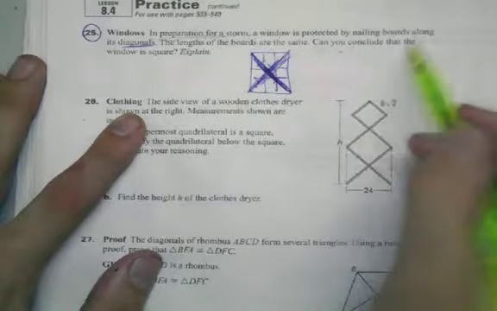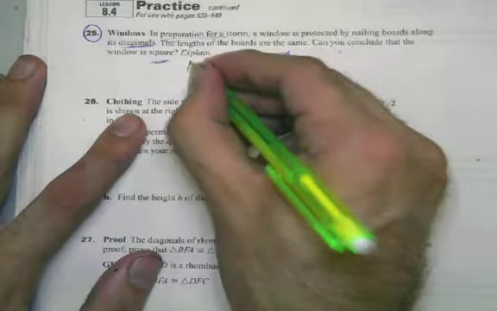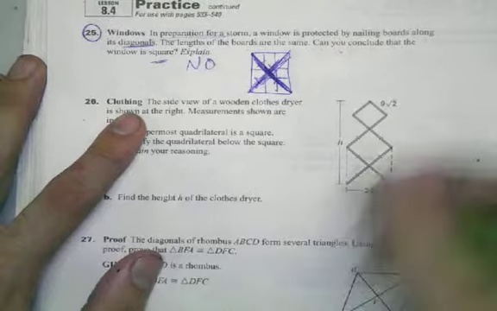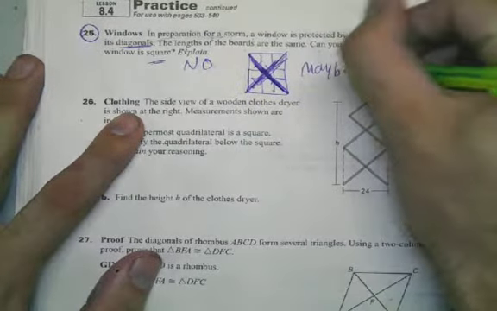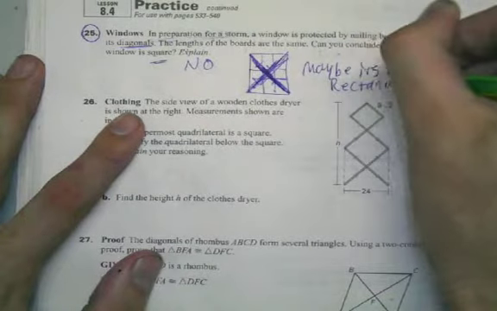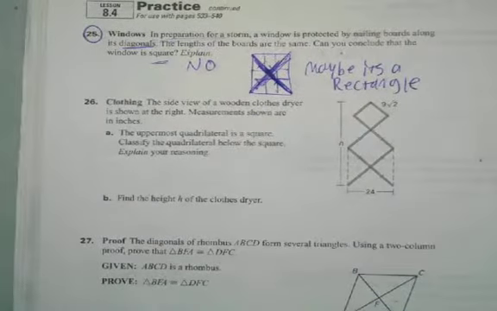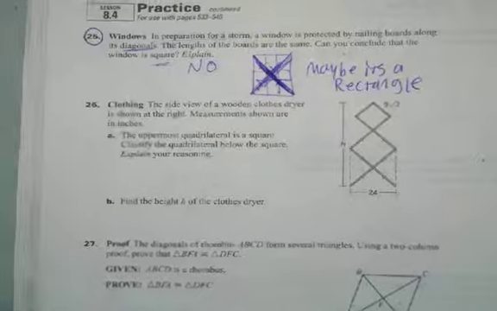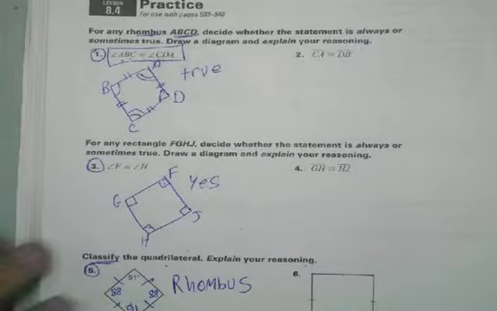Can you conclude that the window is a square? I would say no, because maybe it's a rectangle. Okay? Those are my sample problems. I hope you do the other problems. Read them through. It's not too bad, as long as you understand the properties and what they mean.